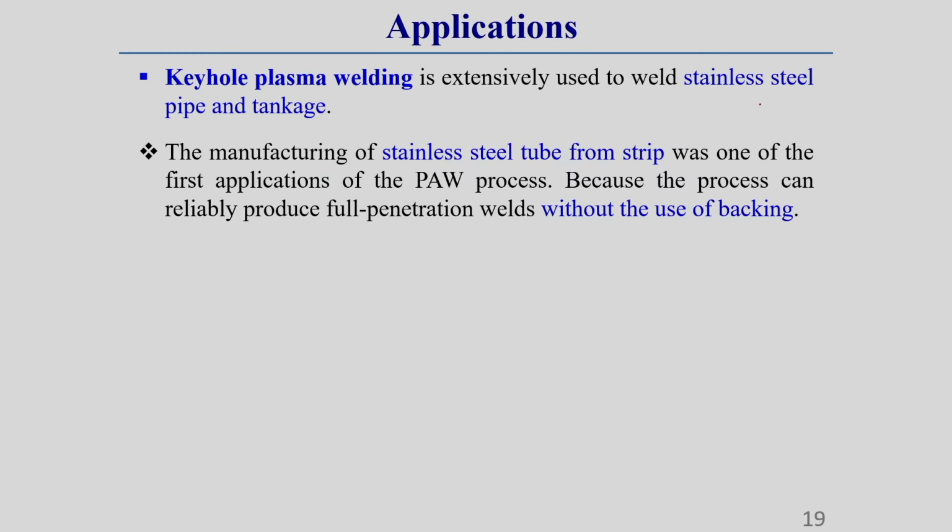Here is a very important thing you should keep in mind. This is keyhole plasma welding, which is extensively used for stainless steel pipe and tankage, because the manufacturing of stainless steel tube from strip was one of the first applications of this process, since it can reliably produce full penetration without the use of backing. That means this process has better control along the thickness in keyhole mode. So, without a backing bar or backing support, we can do very good welding for stainless steel pipe.